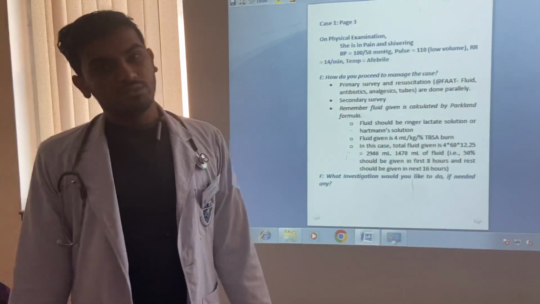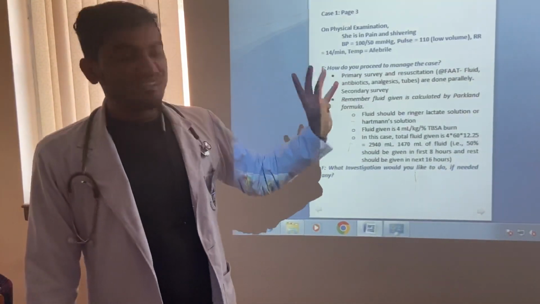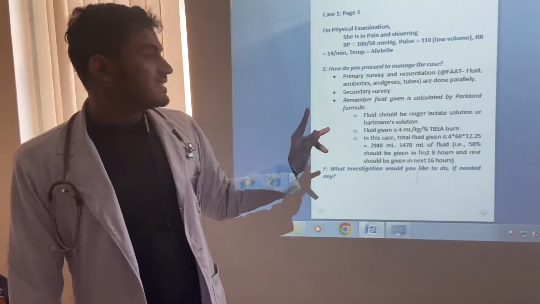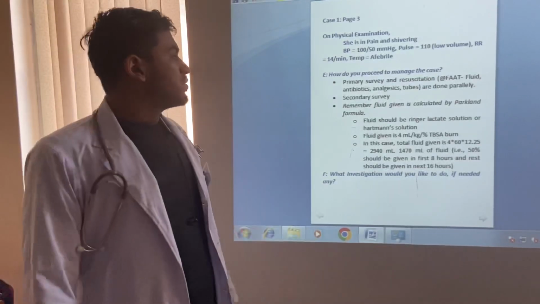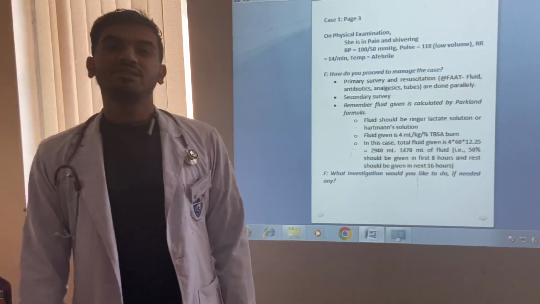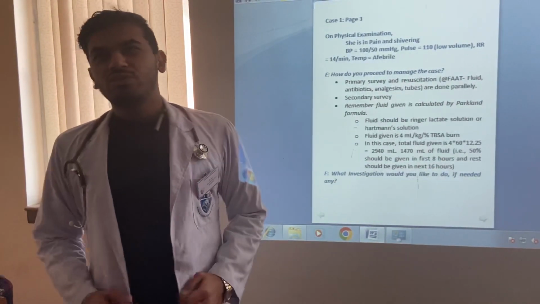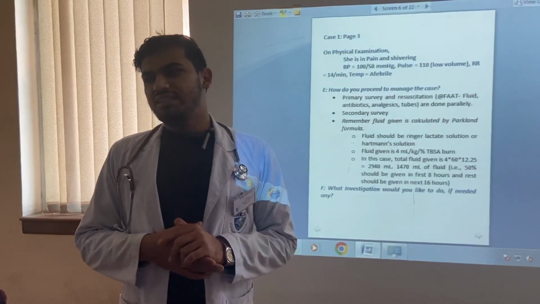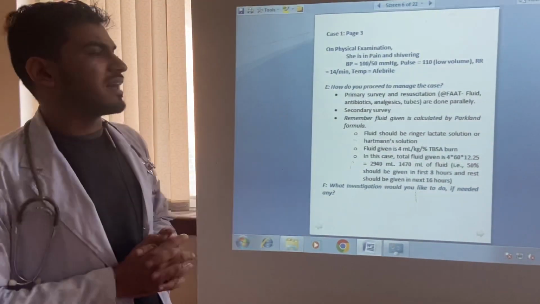So we have to always do the primary survey and the resuscitation. For the resuscitation, the FAAT rule: first fluid, then the antibiotic, then analgesic, and then tubes are done parallelly if needed. Then the secondary survey. And remember, for giving the fluid, there is the formula called the Parkland formula. Although the Parkland formula is being replaced by others, it is mainly used in our hospital, so we have to know about it.